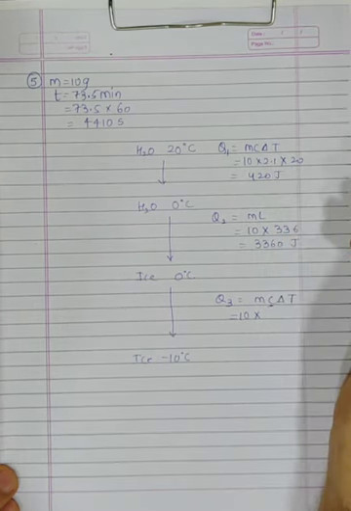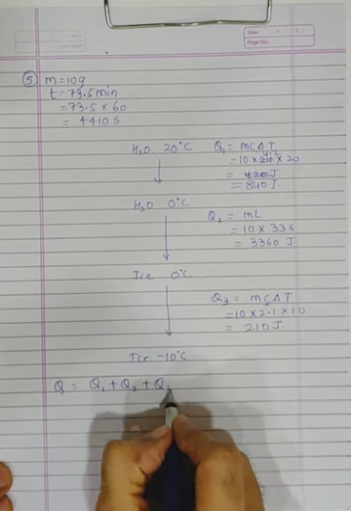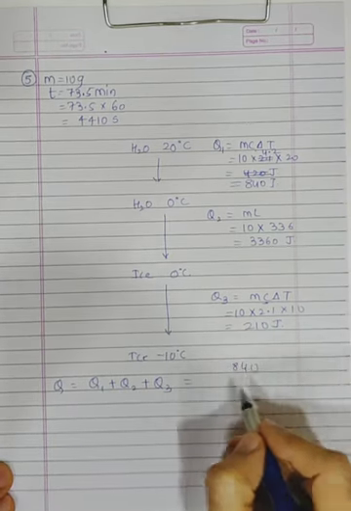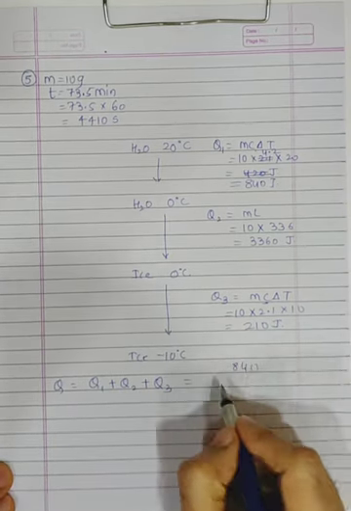Now we'll find out the total heat. How do you find total heat? Q1 plus Q2 plus Q3. So how much is Q1? 840. Q2 3360. Q3 210. Add all of them. We are getting 0, 1, 1 carry over, 14, 4410.